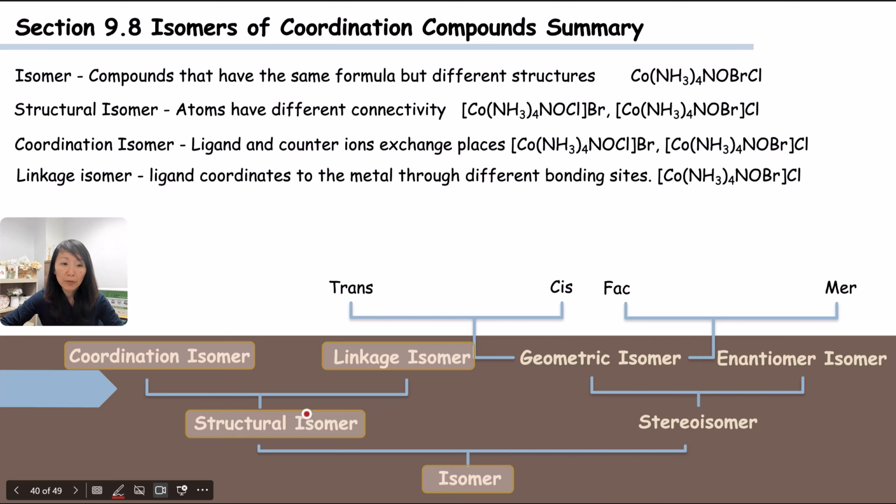So for example, for a structural isomer, these components are all there. It's just that they're connected a little differently. And in particular, the coordination one is where the ligand and the counter ions are switching places. So you see the counter ion here and the ligand, they have switched places. So the outside is the counter ion, and the inside here is the ligand. And then you see how it has switched places. Now this is the ligand. Now bromine is the ligand and chlorine is the counter ion.